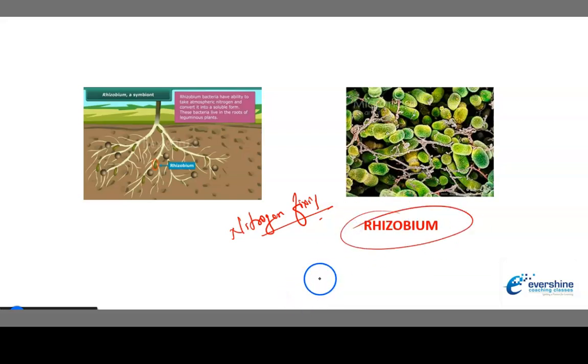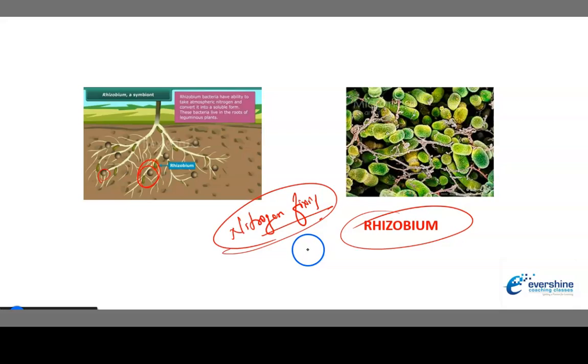It is a bacteria which is present in root nodules. Can you see here in the root tips? It is present, right? Rhizobium. So this will help in nitrogen fixing.